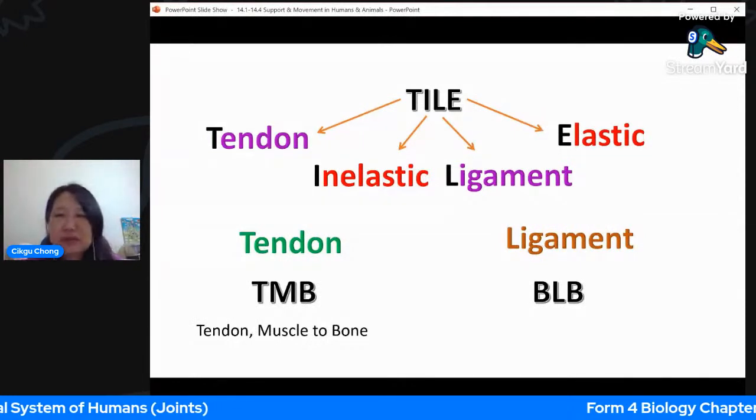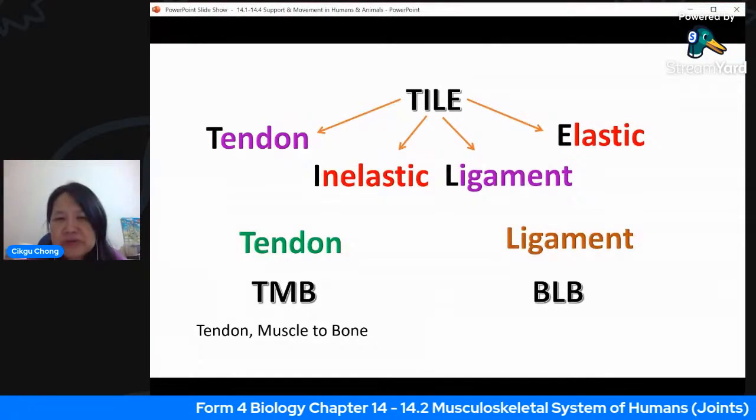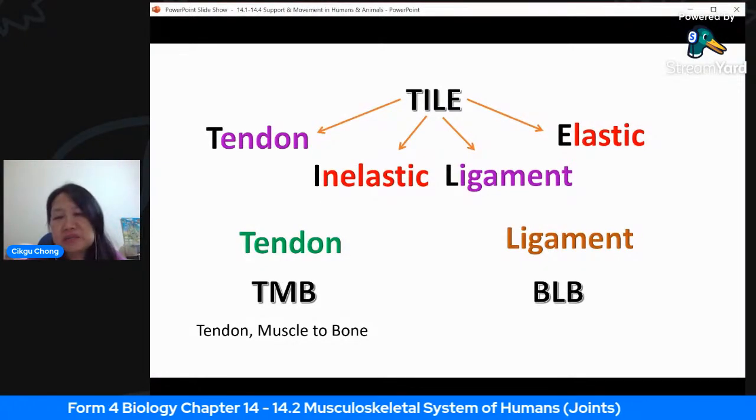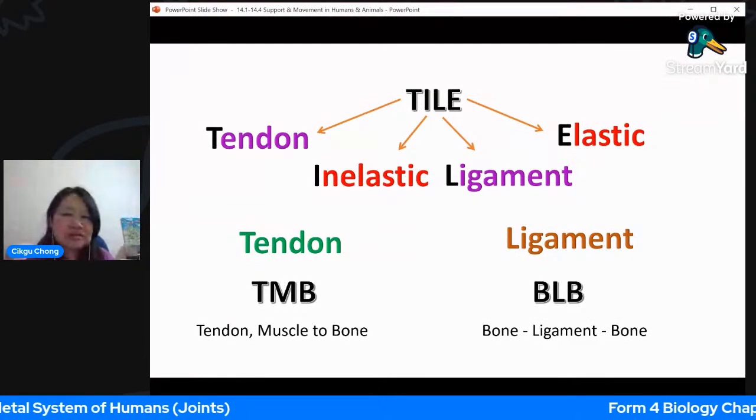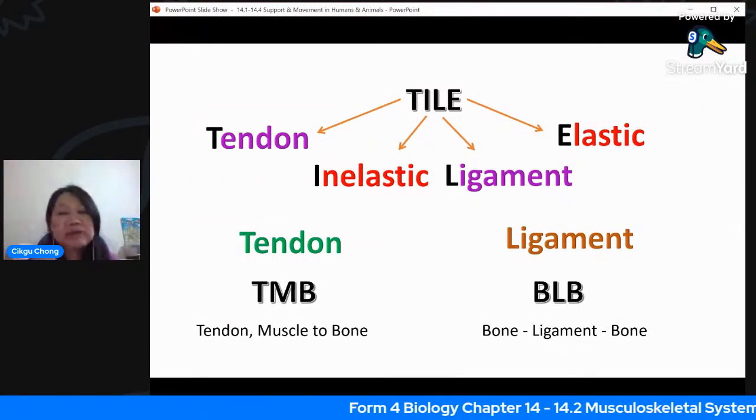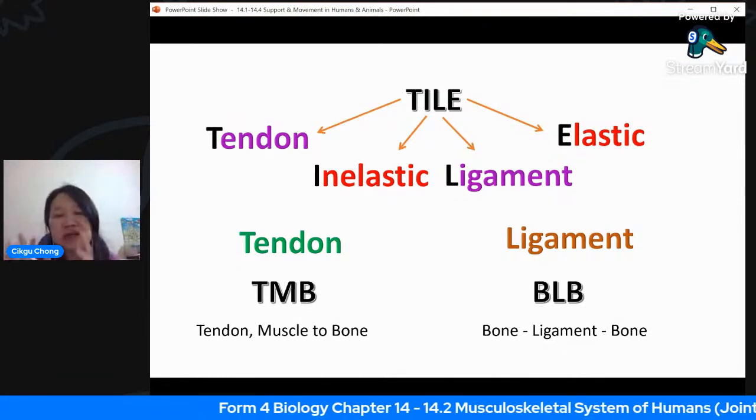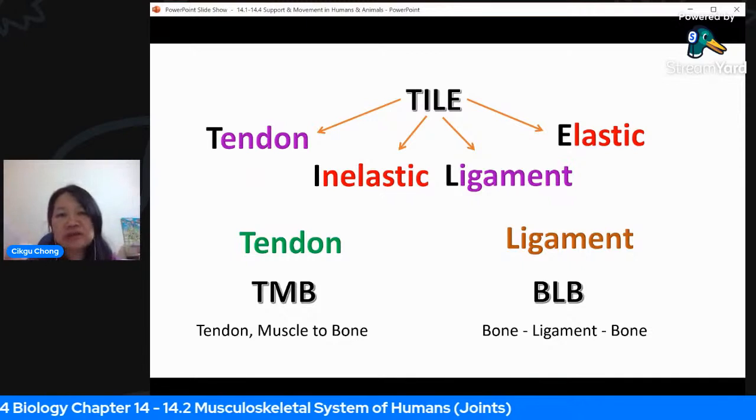You may have a better way. Definitely, many of you will find a better way to remember. For ligament, remember BLB: bone to bone with the ligament in the middle. Bone, ligament, bone. So remember TMB and BLB. Or you can make it very simple and just remember one. Ligament is bone to bone, which means your tendon must be muscle to bone.